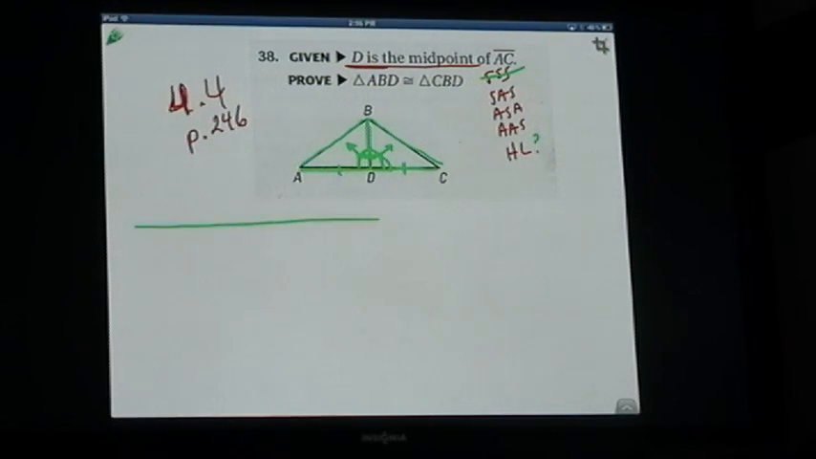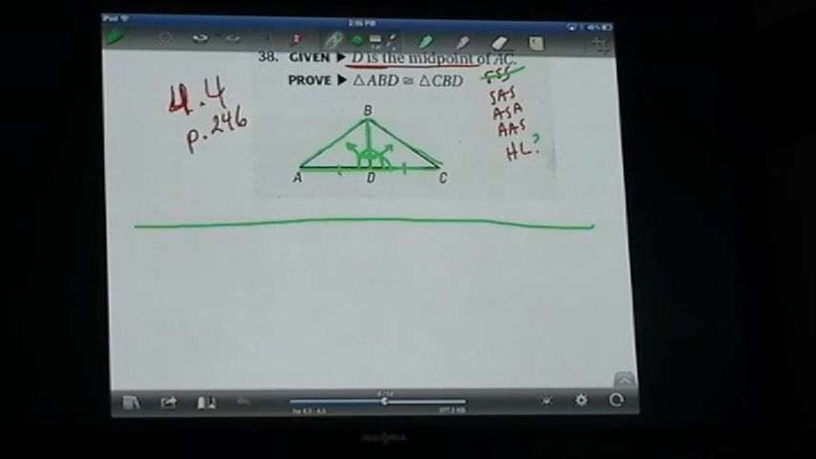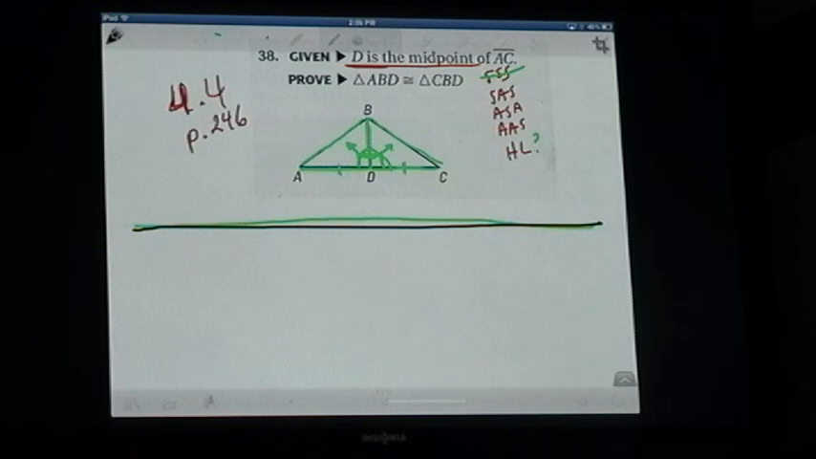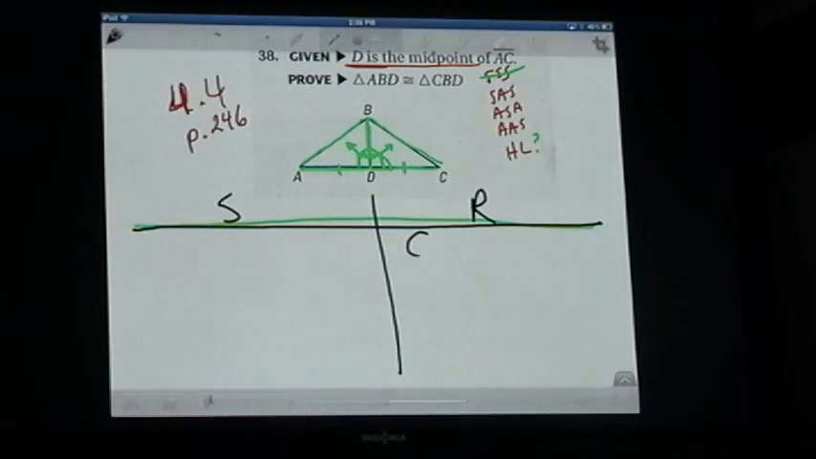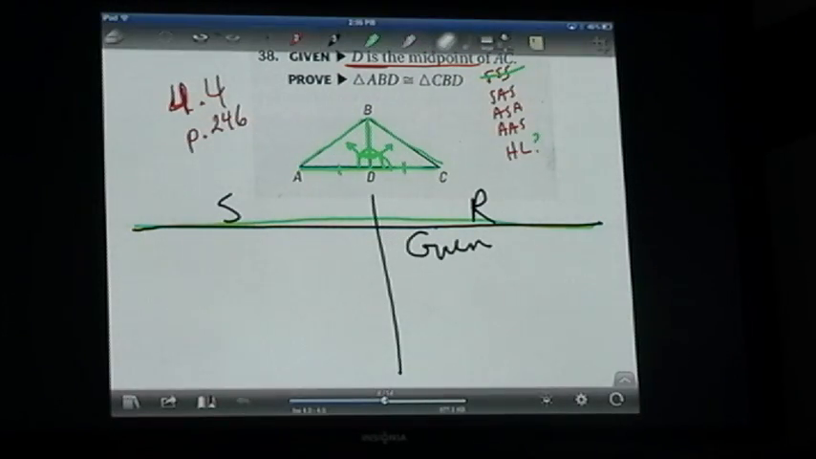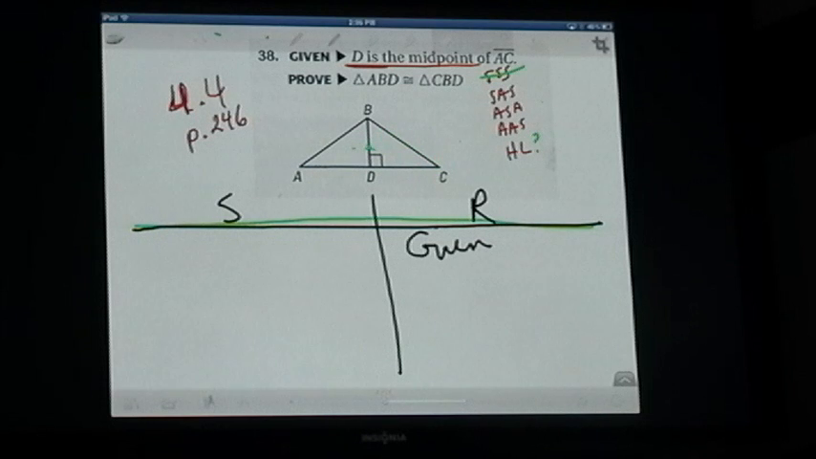Now, you're going to do this one. I'm not going to do all the work on this one. Okay, you've got your statements and reasons, and then you've got your given things, and you've copied the figure. I'm going to erase all my writing off of here so we can see what we're doing.